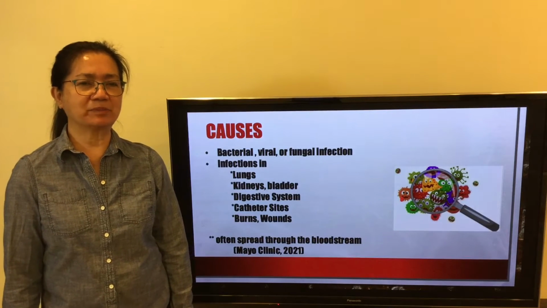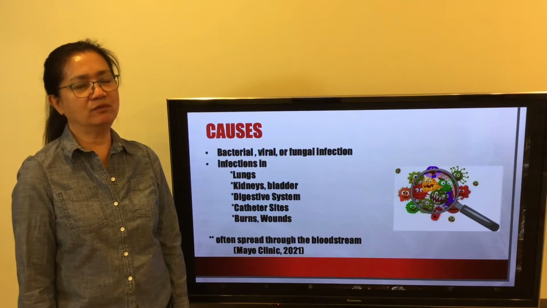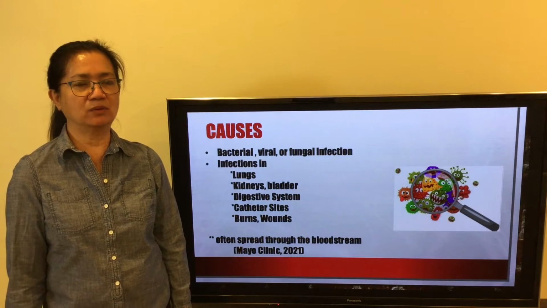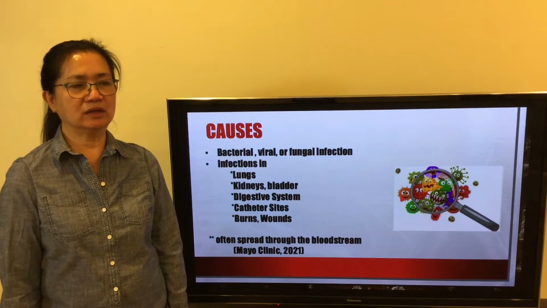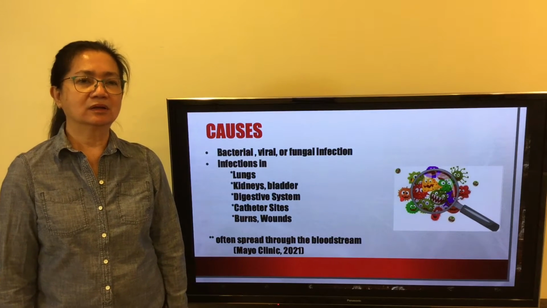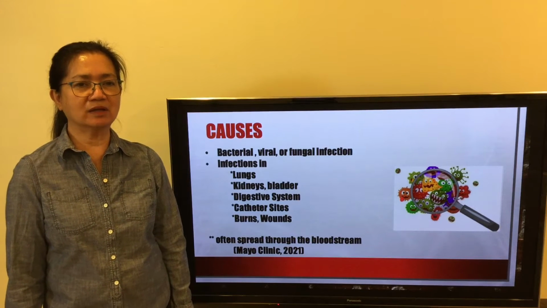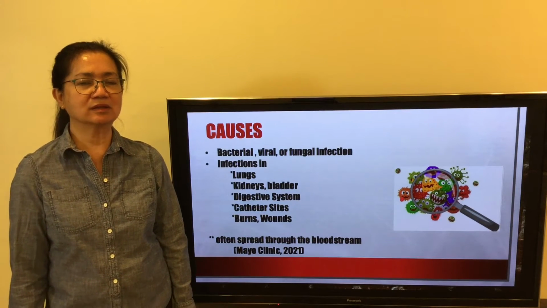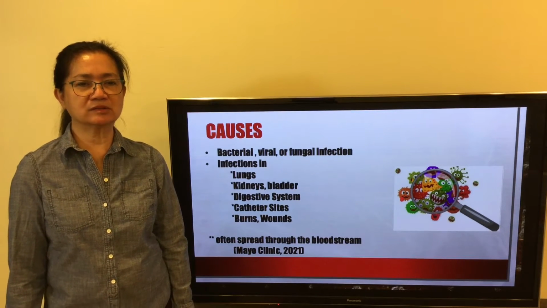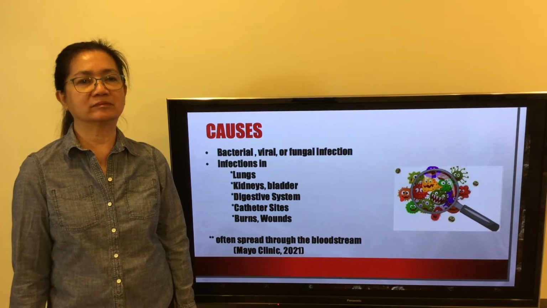So what causes sepsis? Sepsis is caused by bacterial, viral, or fungal infection. Infection can start in the lungs, such as pneumonia. It can start in the kidneys or bladder, such as urinary tract infection. It can also start in the digestive system, in catheter sites such as ports or PICC lines. It can also start from having wounds or burns, and oftentimes it is spread through the bloodstream.